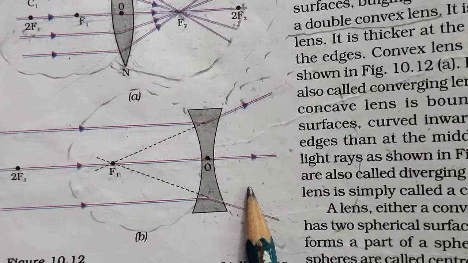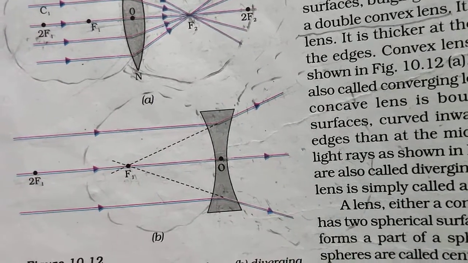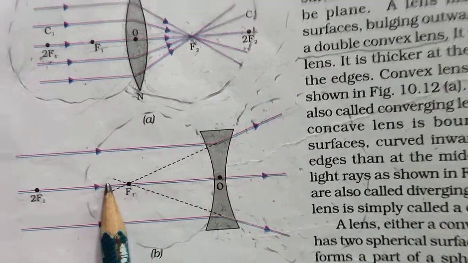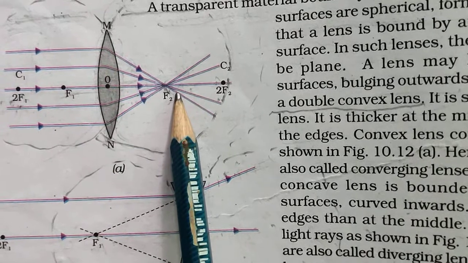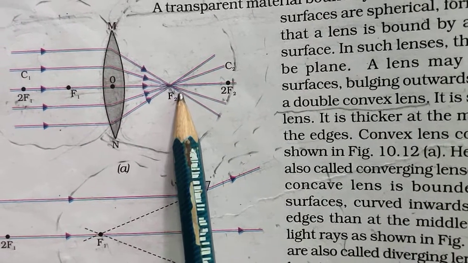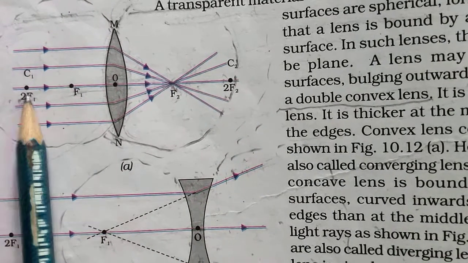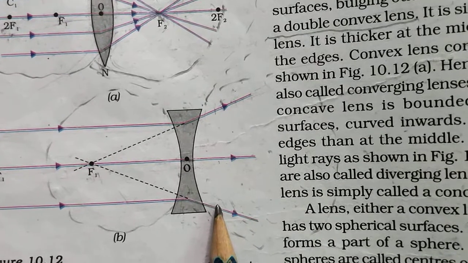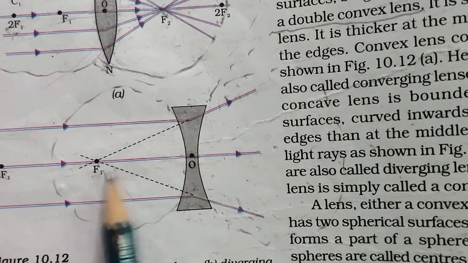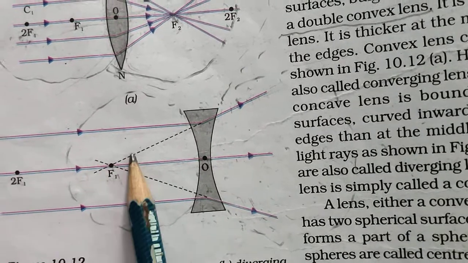But in case of a concave lens, what happens? The image formed is always on the left side. But in case of a convex lens, the image is formed on both sides. If the image is formed on the right side of the lens, this is called the real or positive image, and if it is formed in this direction, this is called the virtual or negative image. But in case of a concave lens, all the images are formed on the left side. Okay, this is always virtual and erect.